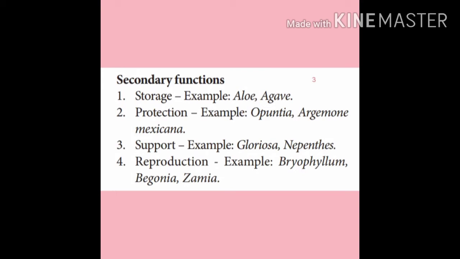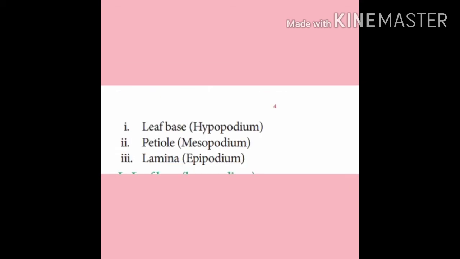Reproduction. Some of the leaves also produce a bud. This bud, falling onto the substratum, grows into a new individual. Next, the structure of the leaf: you can see the leaf base, petiole and lamina. Please learn another name for the leaf base is hypopodium, petiole is mesopodium, lamina is epipodium.